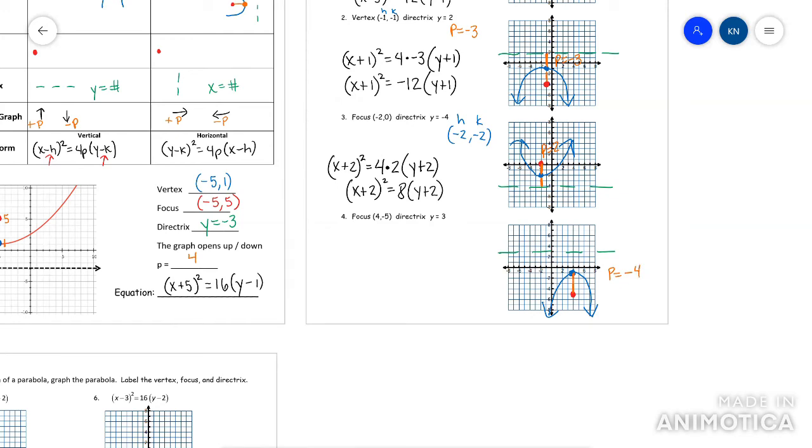And so I know my vertex, my h, k, was 4, -1. So now I can write the equation, and it's just x minus h, so (x minus 4) squared equals 4 times p-value of -4, (y minus k), so y plus 1. So my final answer here would be (x minus 4) squared equals -16(y plus 1).